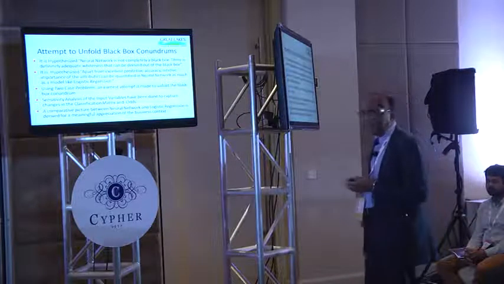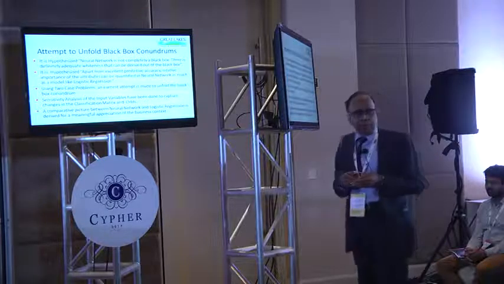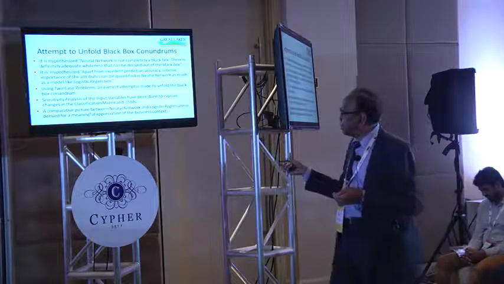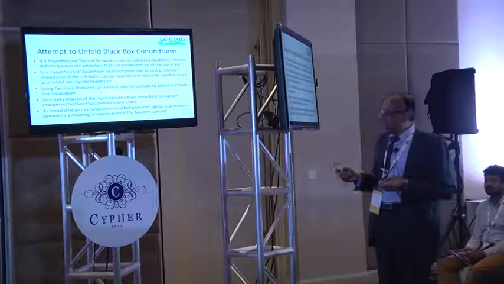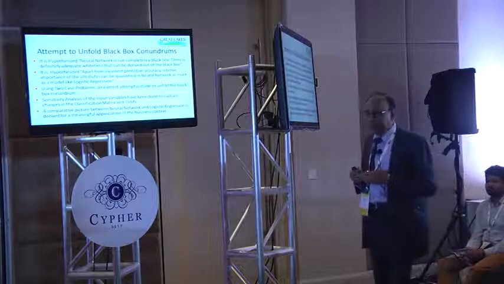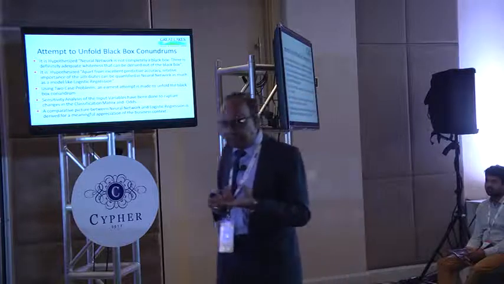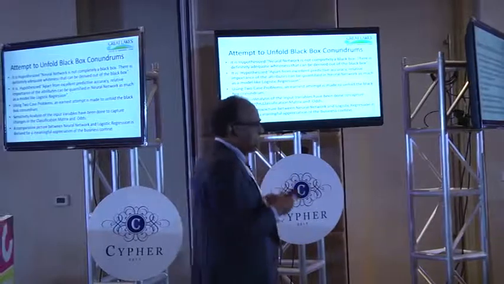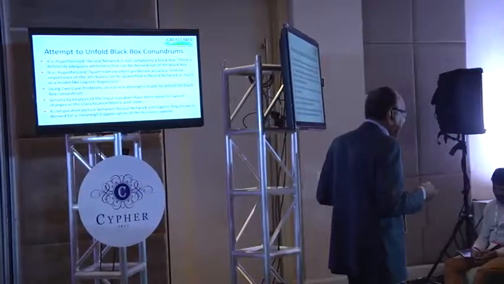Then sensitivity analysis of the changes in the input variables has been done to capture the changes in the classification matrix and odds. This is what is done. And then a comparative picture between neural network and logistic regression is derived for certain important concepts like the quantification of relative importance, odds, and all that in the business context, and try to say, is neural network really a black box?